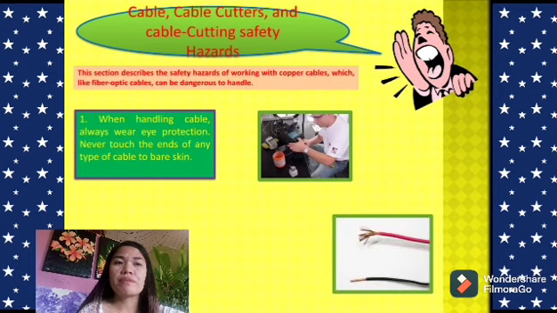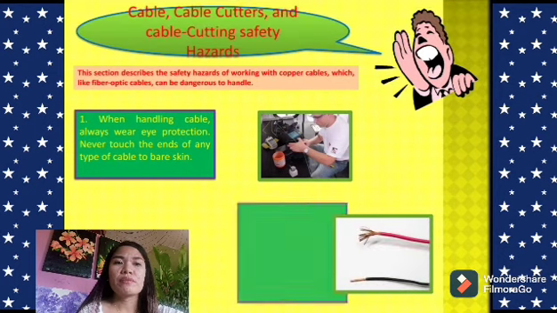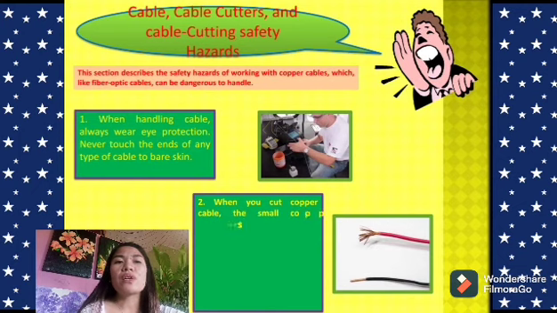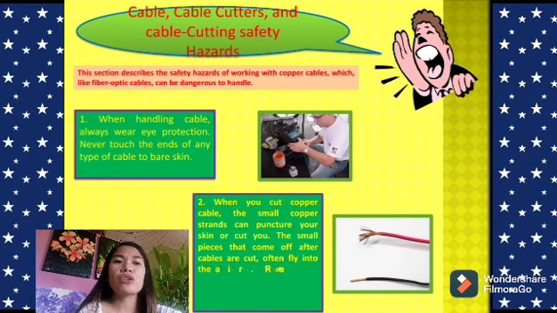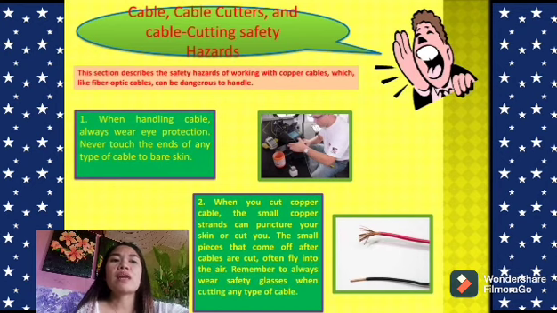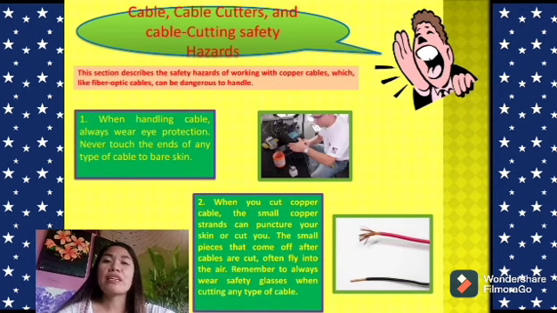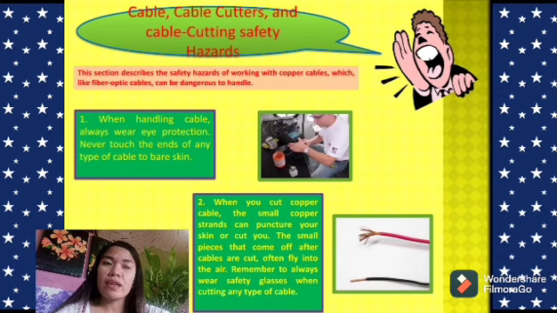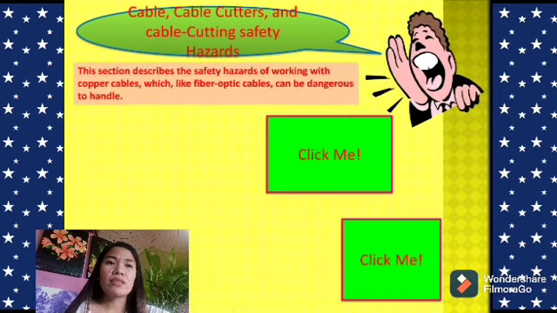Another thing is, when you cut copper cable, the small copper strands can puncture your skin or cut you. The small pieces that come off after cables are cut often fly into the air. Remember to always wear safety glasses when cutting any type of cable. So use proper protective equipment. Okay, next.